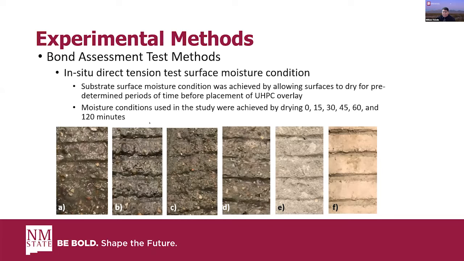And what we did was allow these specimens to dry for these times, so 15, 30, 45, 60, and 120 minutes. And when we refer to the 120 minutes, we refer to the dry specimens. And vice versa. When we refer to the dry specimens, we're referring to this 120-minute dried specimen. And some things to note is that specimens allowed to dry for 45 minutes or less still had visible moisture. And the 45-minute case was the last case when we had visible moisture.